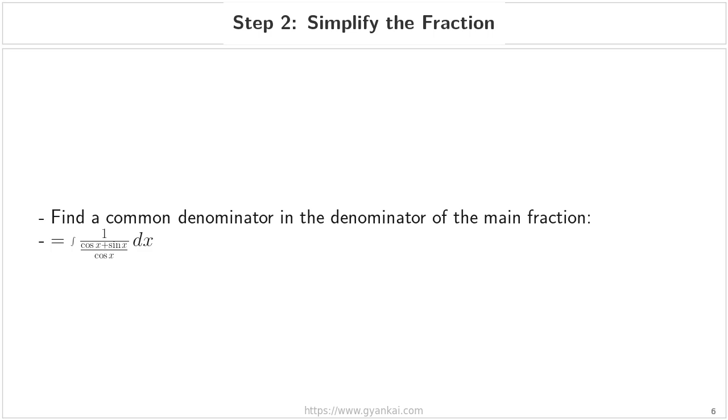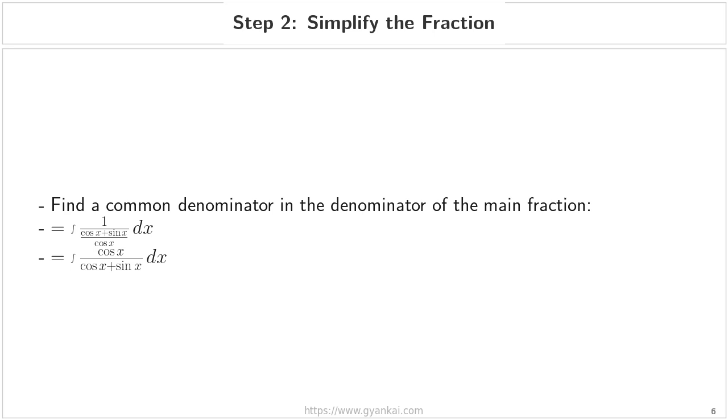Therefore, the integral becomes the integral of 1 over this new fraction, which is cosine x plus sine x, all over cosine x. Now, to get rid of that complex fraction, we simply take the reciprocal. Dividing by a fraction is the same as multiplying by its inverse. So, 1 divided by cosine x plus sine x over cosine x becomes 1 multiplied by cosine x over cosine x plus sine x. This simplifies our integral to the integral of cosine x over cosine x plus sine x, with respect to x. This is a crucial step, because it sets us up for the next algebraic trick we'll use on the following slide to make the substitution more apparent.